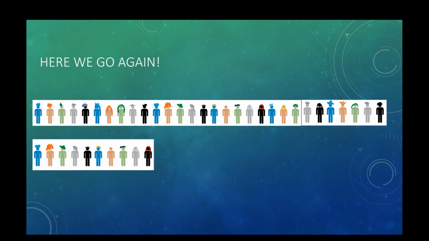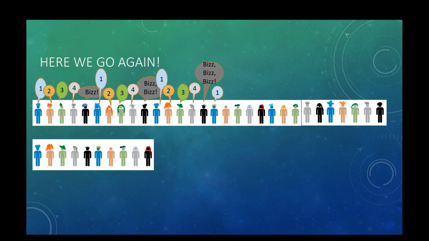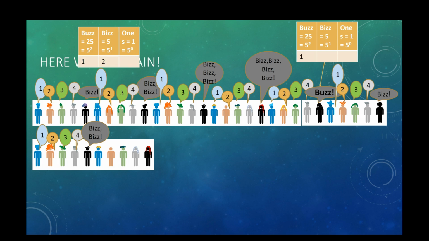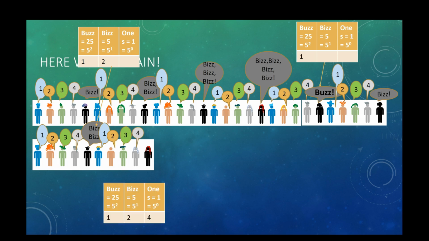What's the next number? So let's look at our people again. Really quickly counting 1, 2, 3, 4, biz, 1, 2, 3, 4, biz, 1, 2, 3, 4, biz, 1, 2, 3, 4, buzz. Now, just to note, that means we now have 1 buzz, right? And let's keep counting. 1, 2, 3, 4, biz, 1, 2, 3, 4, biz. So now we have 1 buzz, 2 bizzes, 1, 2, 3, 4. So now we're where I talked about before. Now we're at 1, 2, 4.